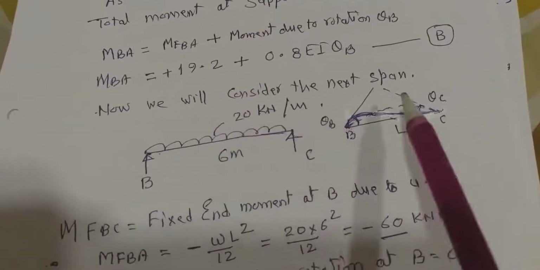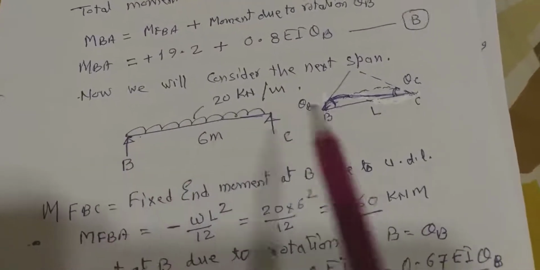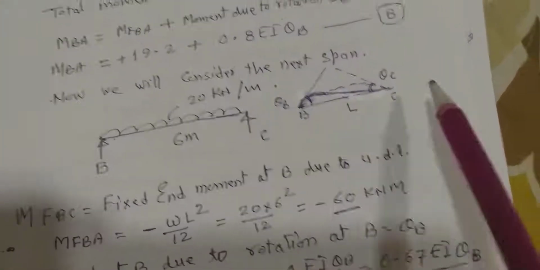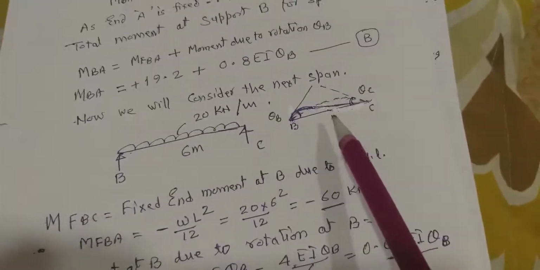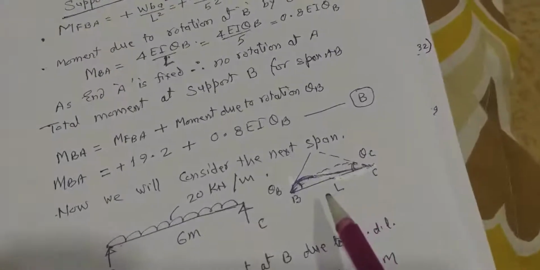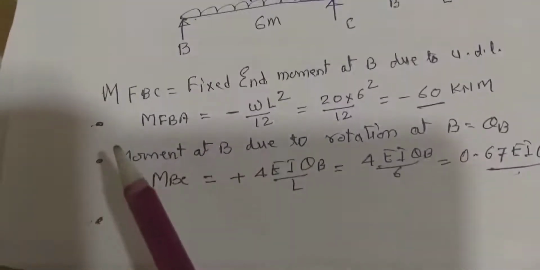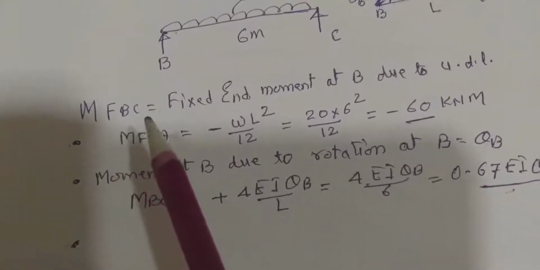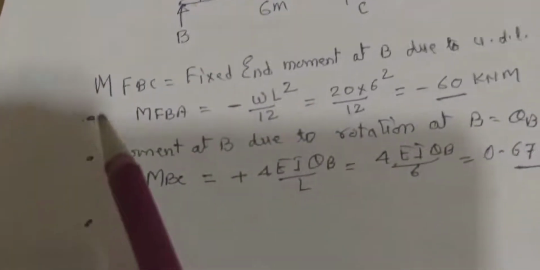Now we'll consider the next span BC, in which we find the rotation at B and the rotation at C also. So we'll have to consider three types of moments at B and three types of moments at C. Which three types of moments? First, I am talking about the support B.